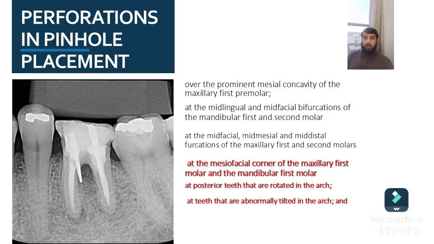The risk of pulpal perforation is most significant in the mesiofacial or mesiobuccal corner of upper and lower first molars, upper sixth and lower sixth. And if you find that a tooth is rotated in the arch, or tilted in the arch, there is going to be a significant risk of causing pulpal exposure.